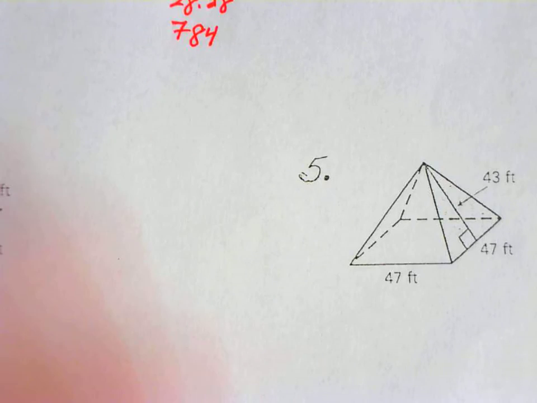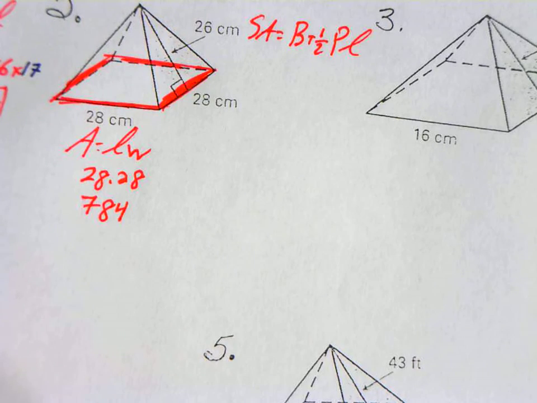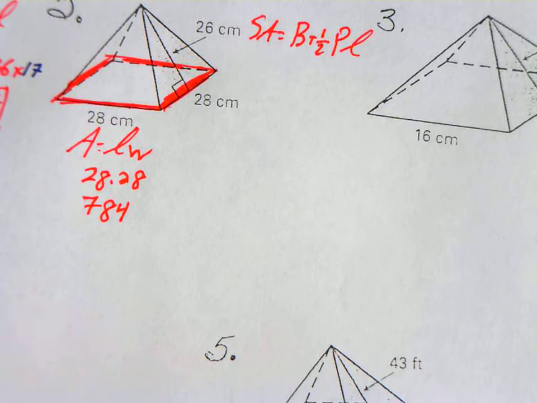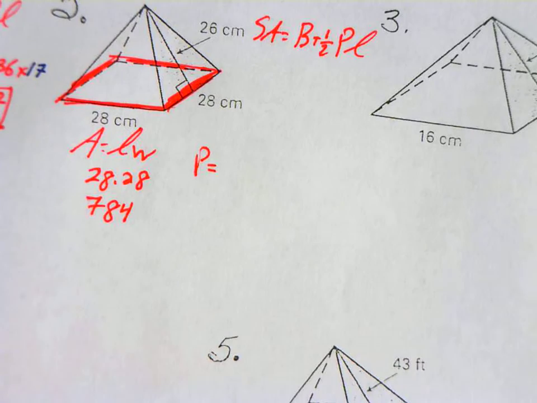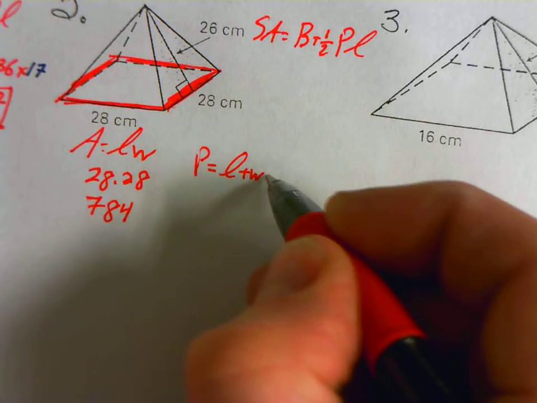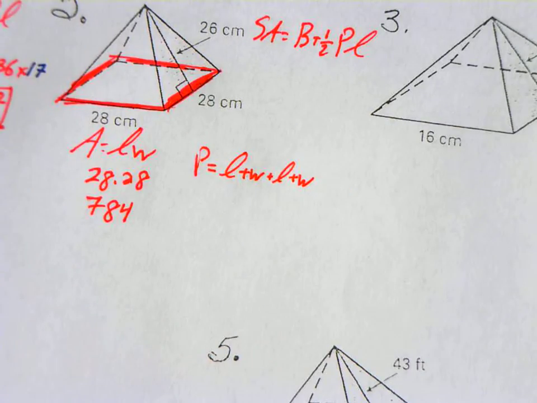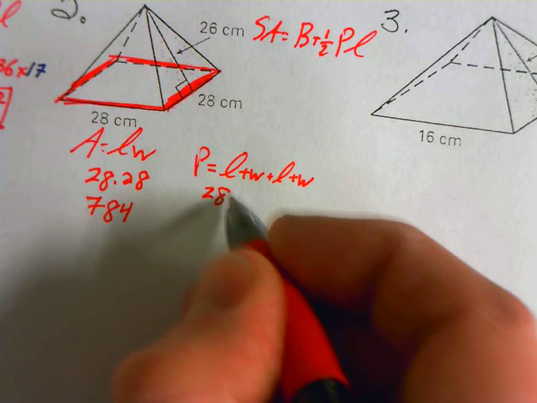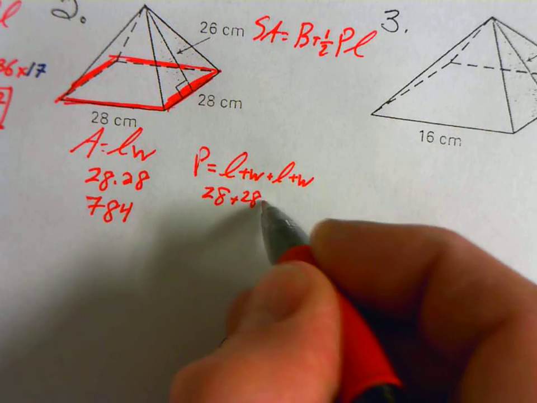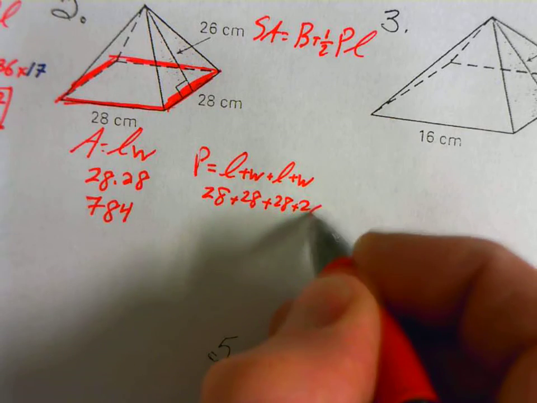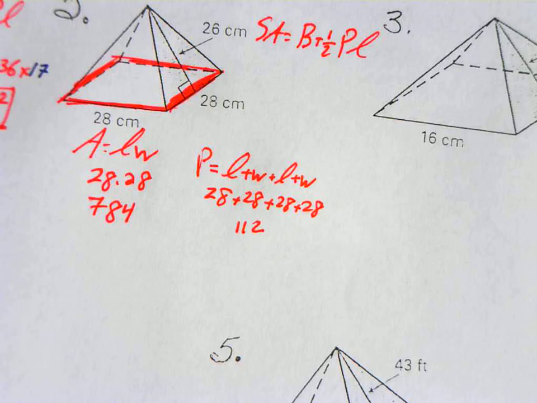Then somewhere you do the perimeter. Again, don't have enough space, you can go all the way down here. You can show it on a separate piece of paper. The perimeter, it is now a square. 4 sides, length plus width plus length plus width. And off we go. The length, 28. The width, 28 plus 28 plus 28. 4 28s, 112.